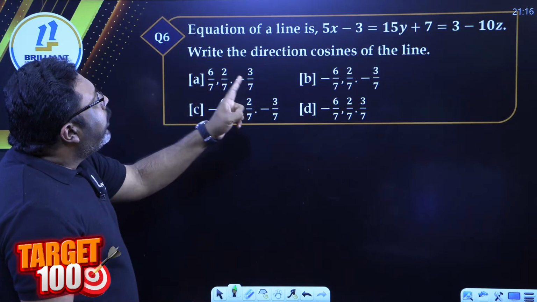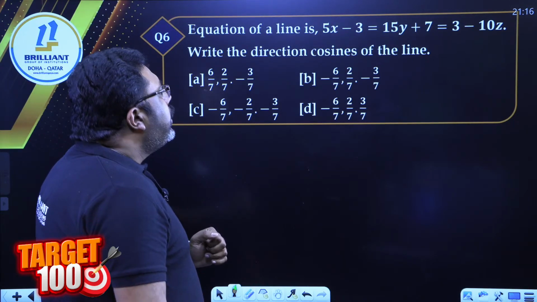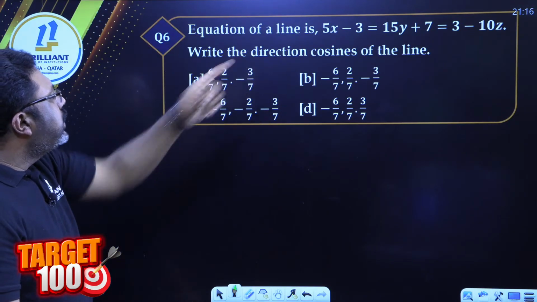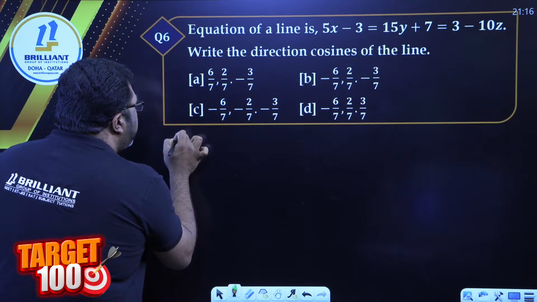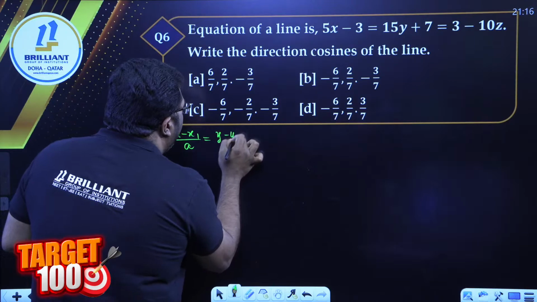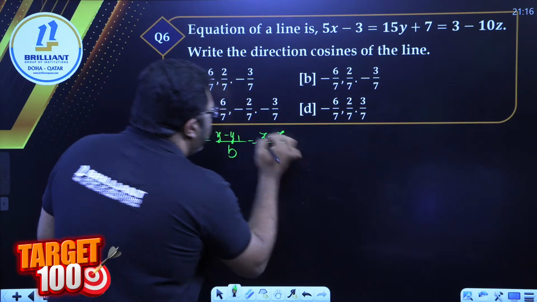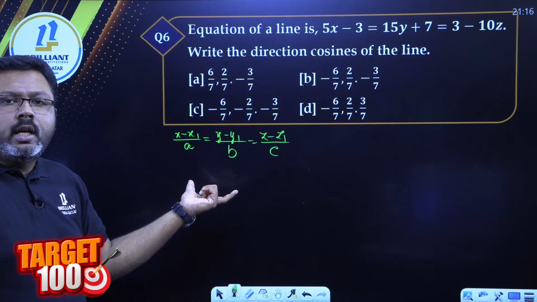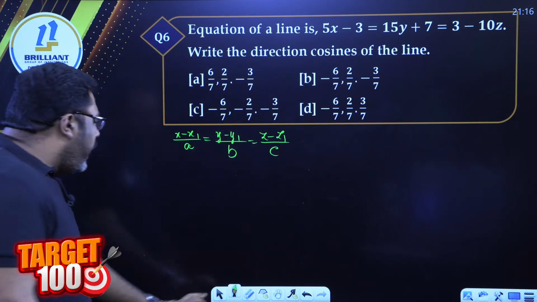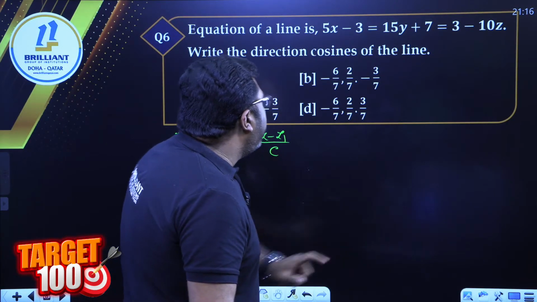Let me move forward. The equation of a line is given to you: 5x minus 3, 15y plus 7, 3 minus 10z. And which is the direction cosines of this line? So we know that the Cartesian form of a line is (x minus x1) by a, (y minus y1) by b, (z minus z1) by c. This is the Cartesian form of a line. Now from this we know the direction ratios are a, b, c. So we have to find the correct form of this line in the standard form.